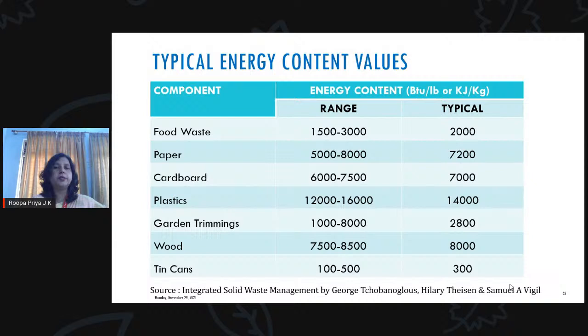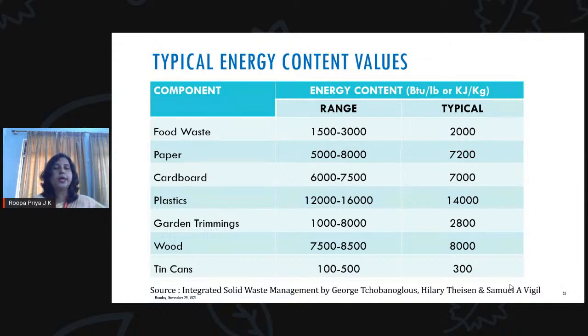The component paper could have the range of 5,000 to 8,000 kilojoule per kg of the energy content, and we normally take the typical value as 7,200 kilojoule per kg. For cardboard as our solid waste component, the range could be 6,000 to 7,500, and the typical value for energy content can be taken as 7,000 kilojoule per kg. For plastics, the range is 12,000 to 16,000, and the typical value could be taken as 14,000. For garden trimmings, the range could be 1,000 to 8,000, and the typical value can be taken as 2,800.